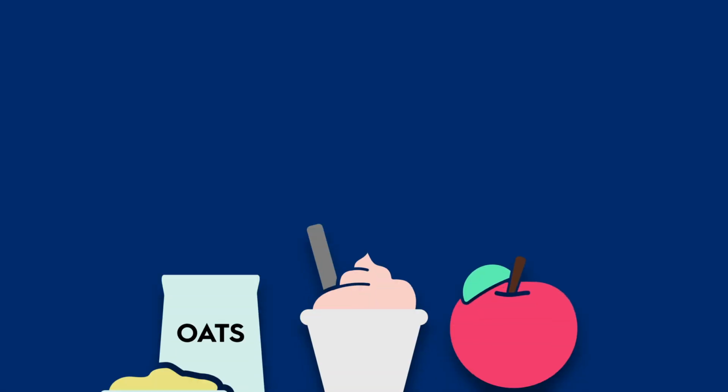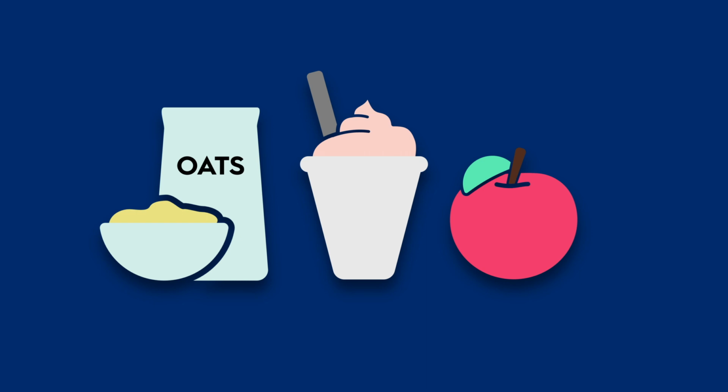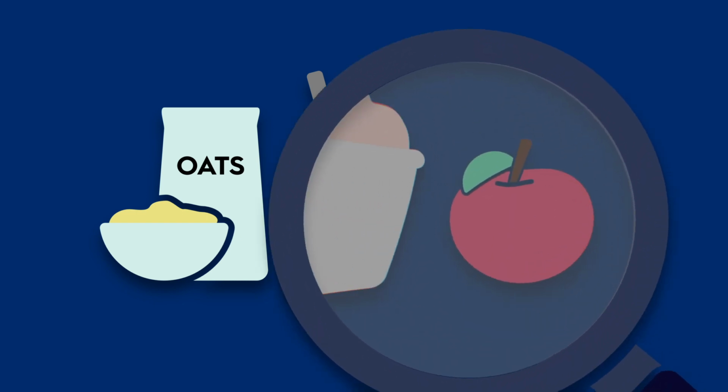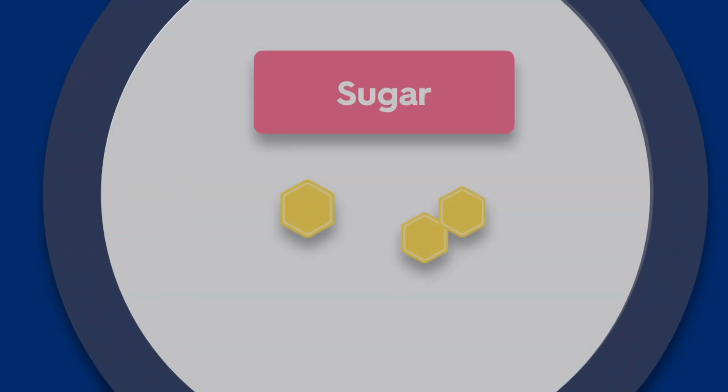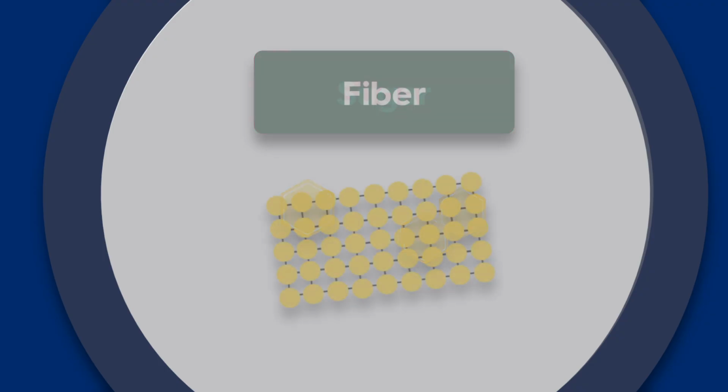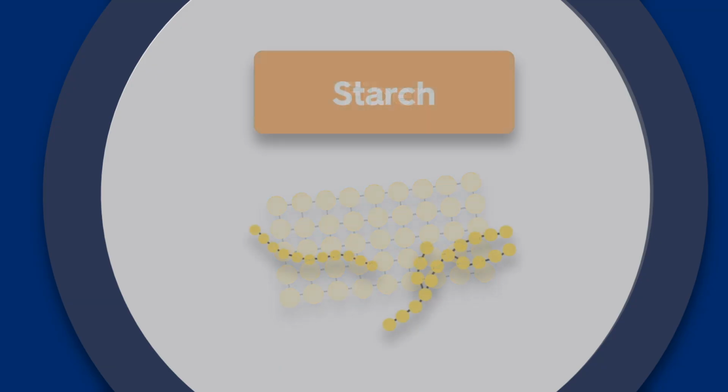Now, let's apply this to everyday foods. On a nutrition label, sugars are mainly composed of mono and disaccharides. Meanwhile, fiber points to structural polysaccharides, and starch represents energy storage polysaccharides.